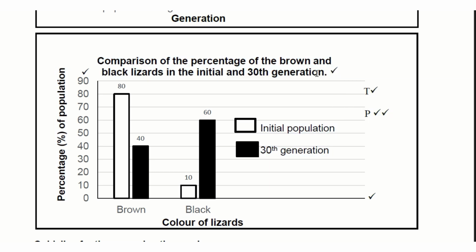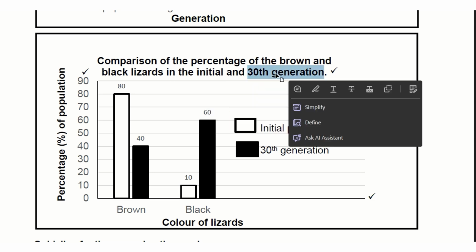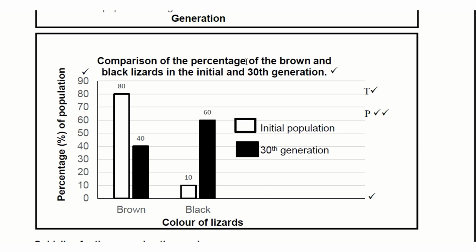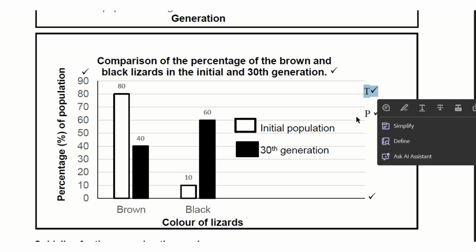Also, they lose this mark if they don't give enough information. So you have to say the initial and 30th generation. You can't just say the percentage for the different colors, because then you don't specify what generations were used in this case. So that's one area where learners lose marks. Then there's always a mark for the type of graph, so make sure you draw the correct type of graph.